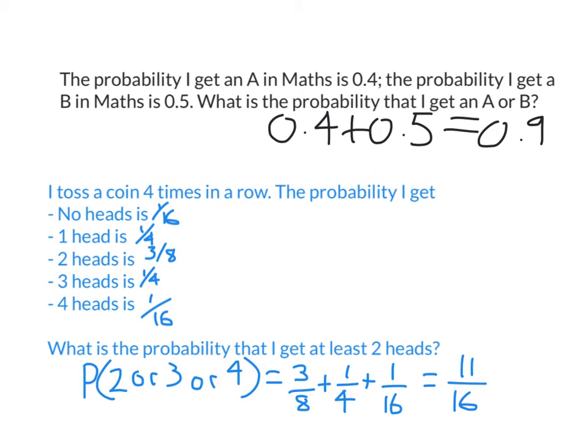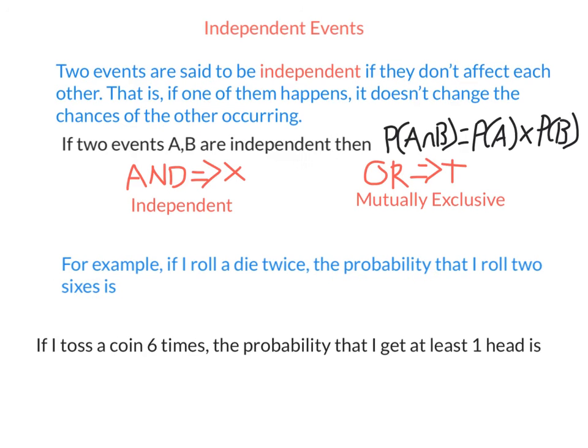All right, let's now move on to independent events. So 2 events are independent if they don't affect each other. What that means is they don't affect the chances. If one event does not affect the chances of the other happening, we say those 2 events are independent. So once again, knowing events are independent makes probability calculations that much simpler. So if I know 2 events are independent, the probability they both happen is probability A times probability B.